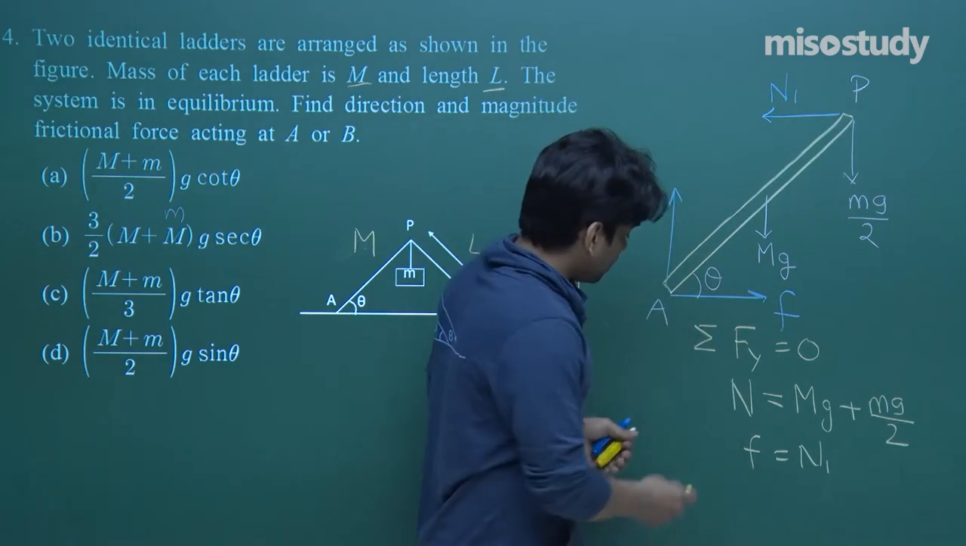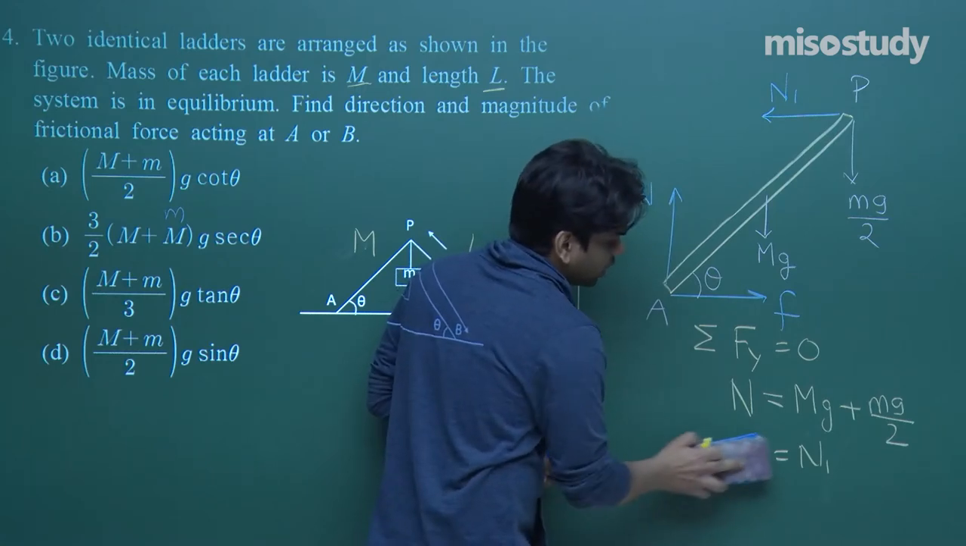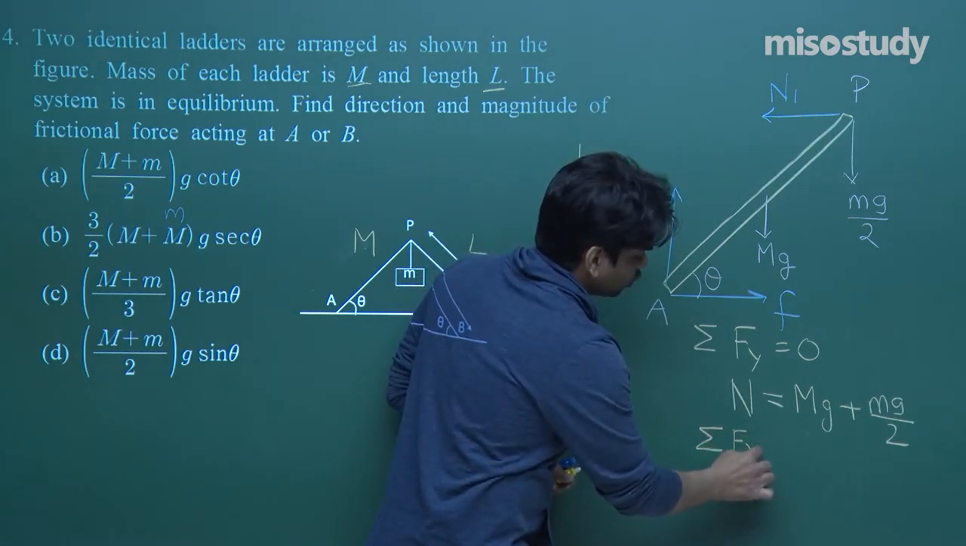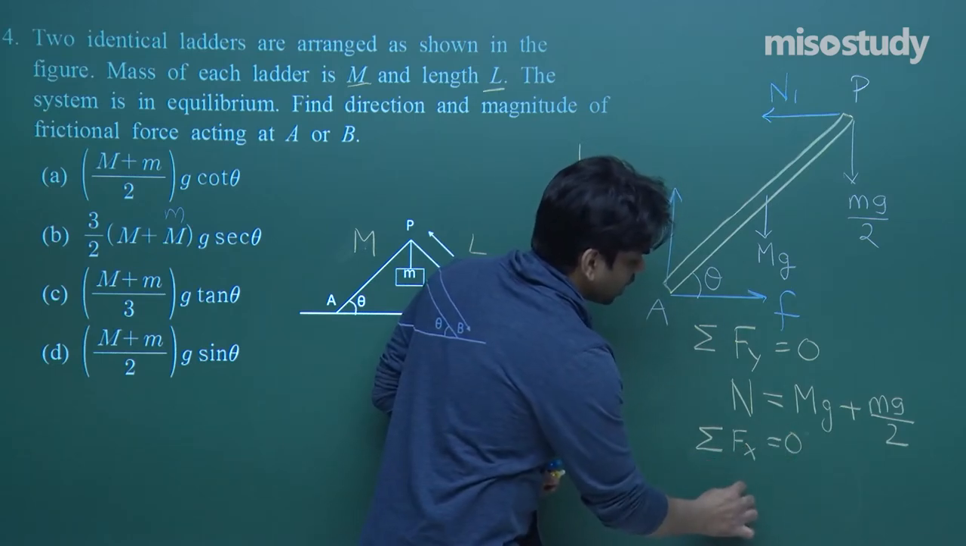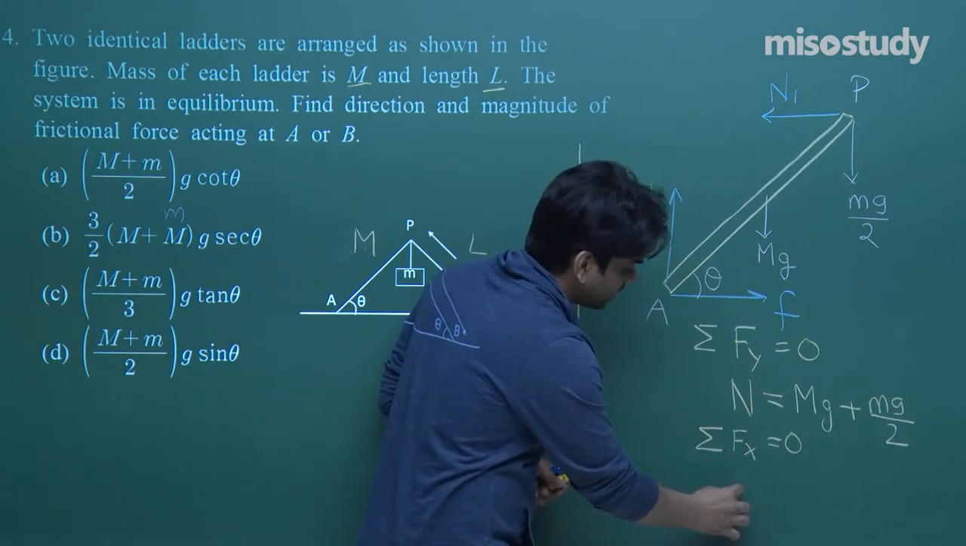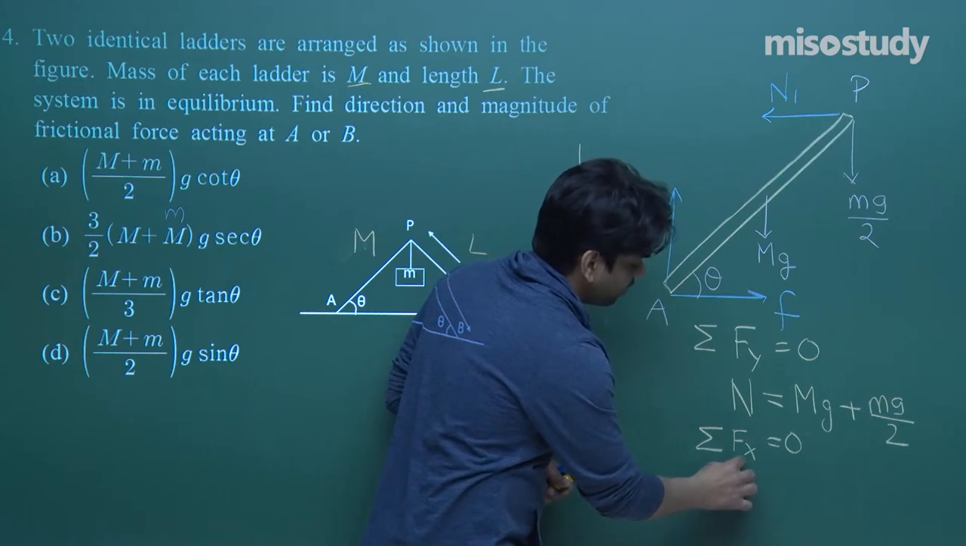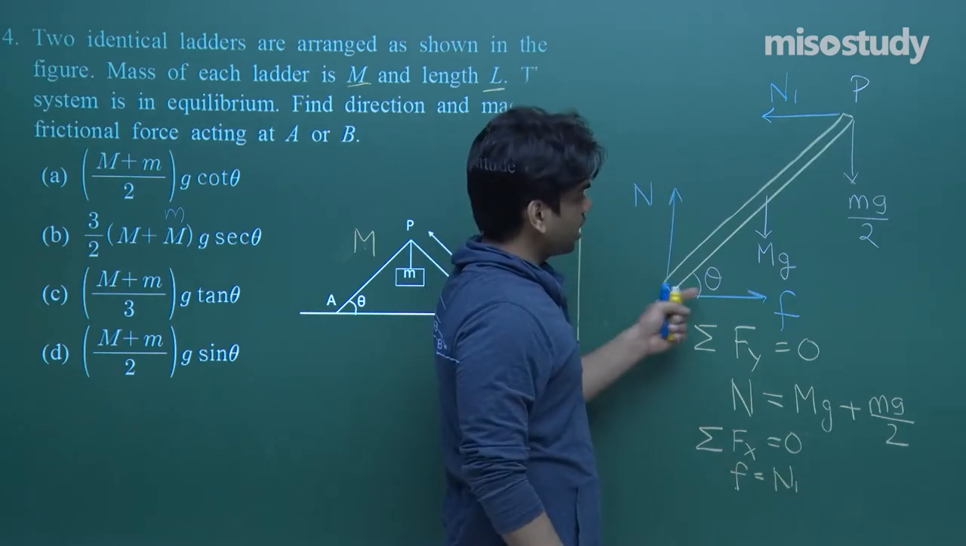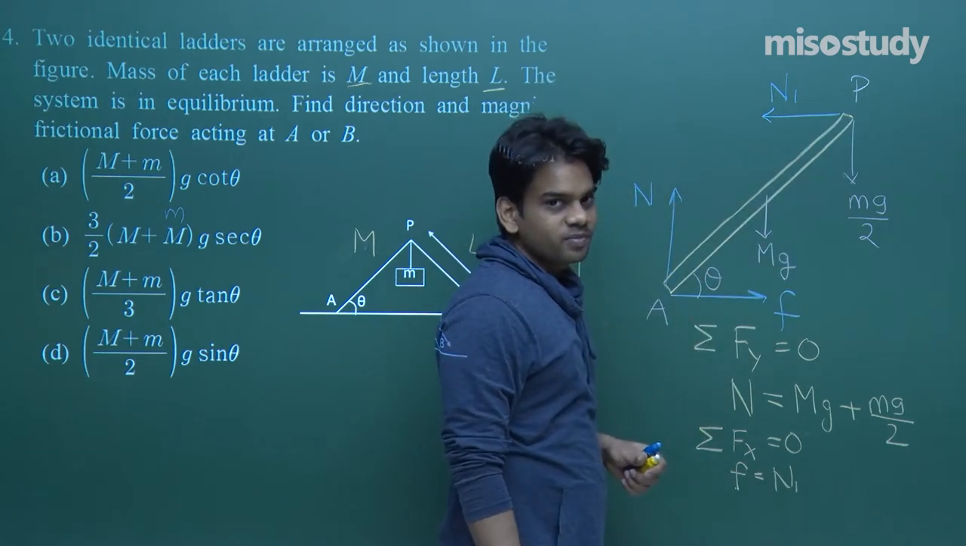Next, for the horizontal, I have written that ΣFx should be equal to 0. From here, I believe you all can clearly see up to this end. So we can write that F, that is the friction force, should be equal to N1. F here, N1 here.